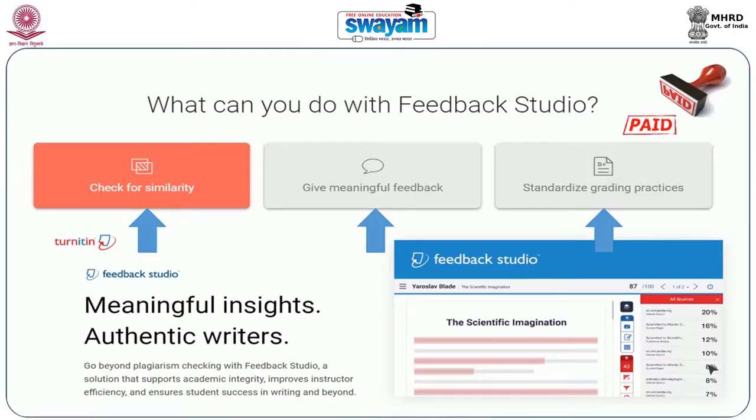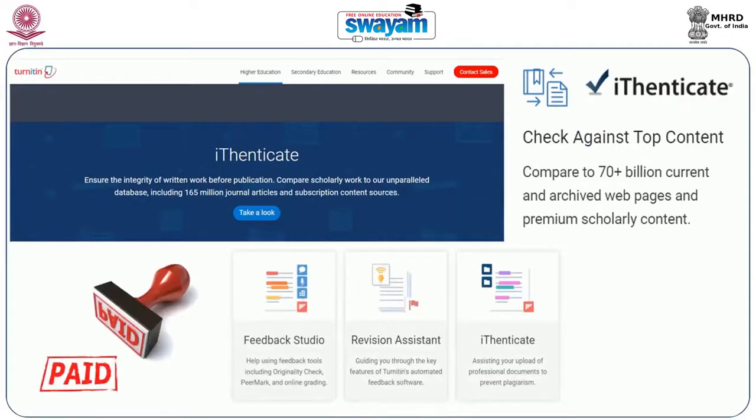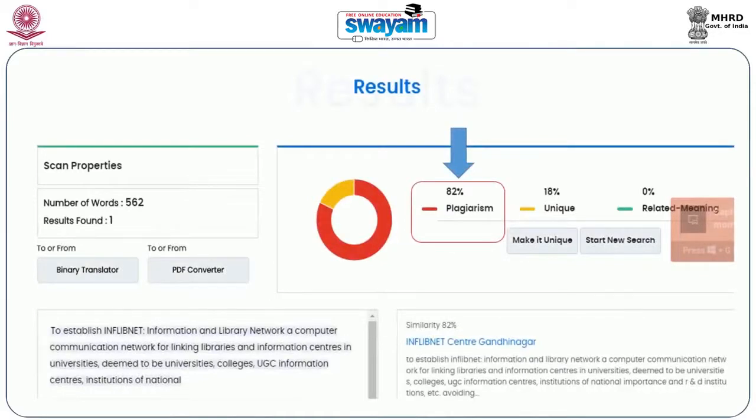The next important software is Authenticate. Authenticate is also from Turnitin Feedback Studio, and it has a 70+ billion content source database, and this is the screen for Authenticate.